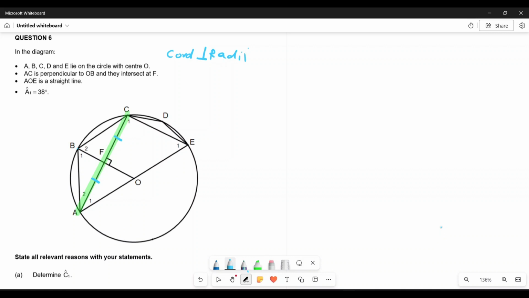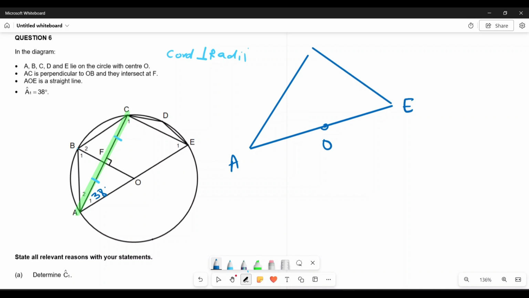Now, A1 is equal to 38 degrees. So let me highlight it here. So this is my A1. This is 38 degrees. Now, I need to determine my angle C1, right? Now, how would I go about finding C1? First, I like to draw out the shape, right, where my C1 is at. So here it's my center O. This is AE. Now remember, this line that passes through your center and cuts your circle into two equal halves is your diameter. So AE is my diameter, right? And as a result, this AE subtends or creates this angle C, to be specific, my angle C1.